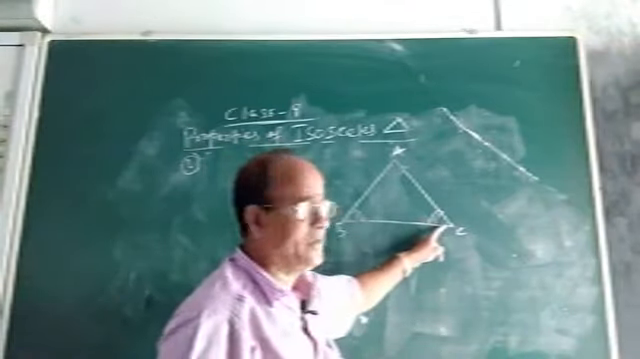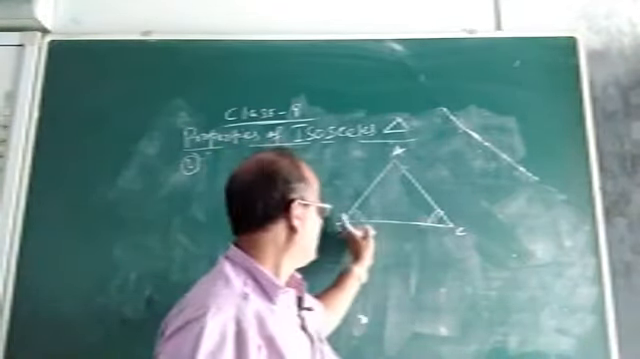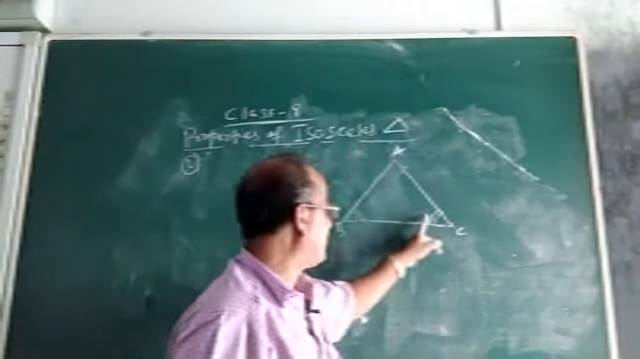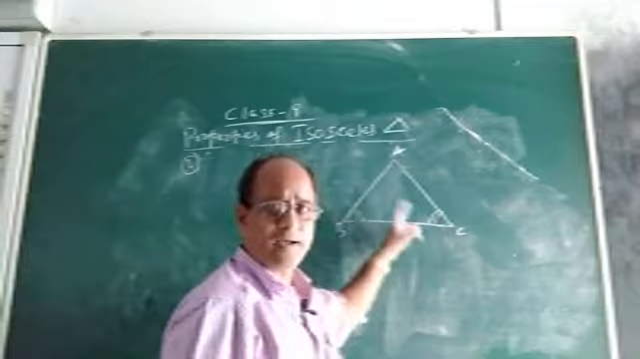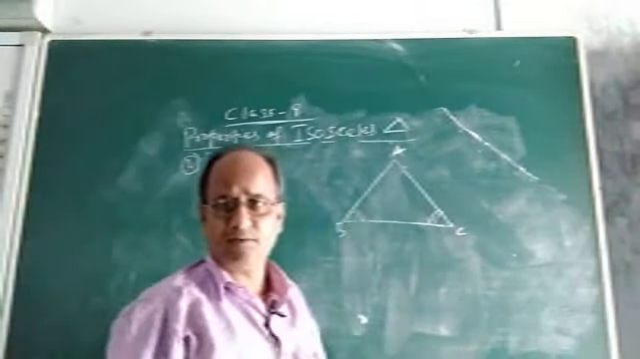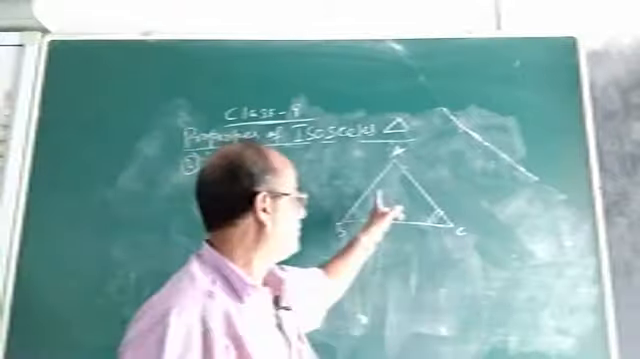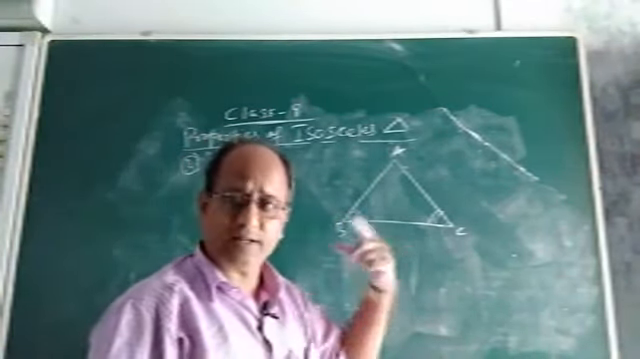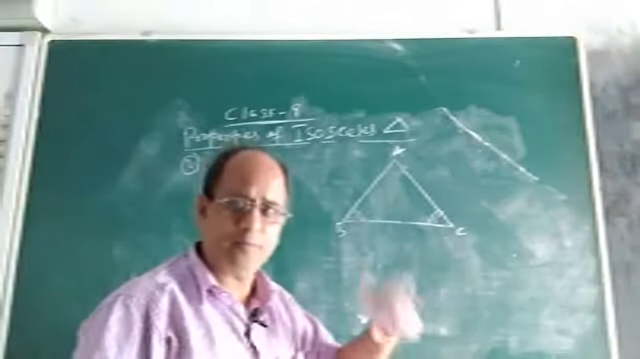See, if angle B equal to angle C given, which is the opposite side of angle B? It is AC. Which is the opposite side of angle C? It is AB. So if angle B and C are equal, then what will be the relation between AB and AC? What will be the relation between the opposite sides of these two equal angles? How to find out whether they will be equal or not? Let us prove it geometrically.